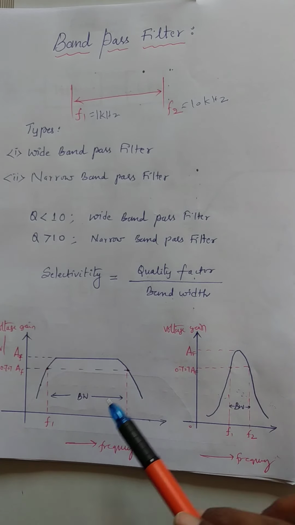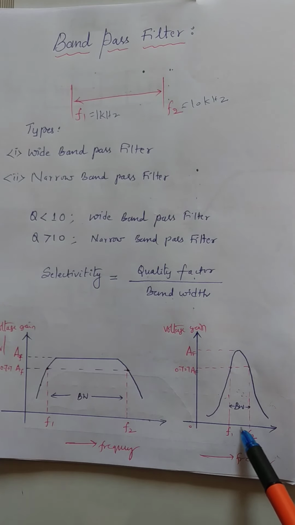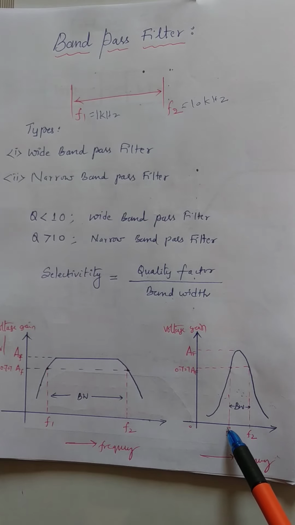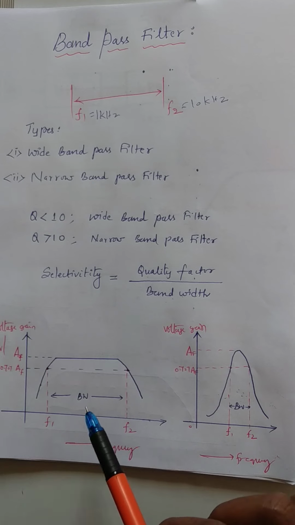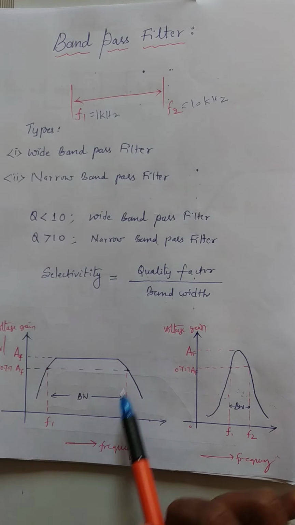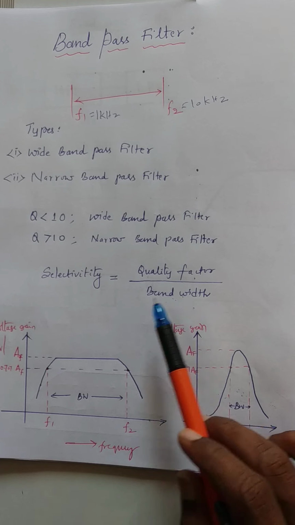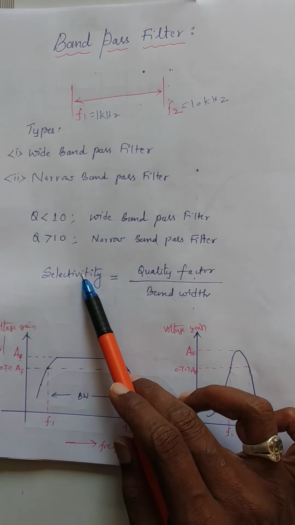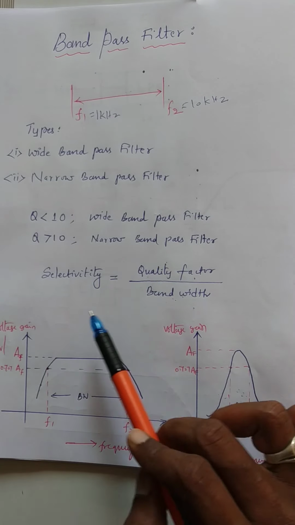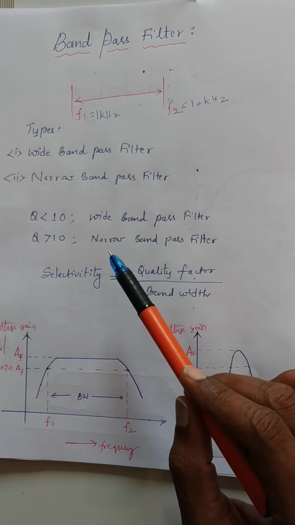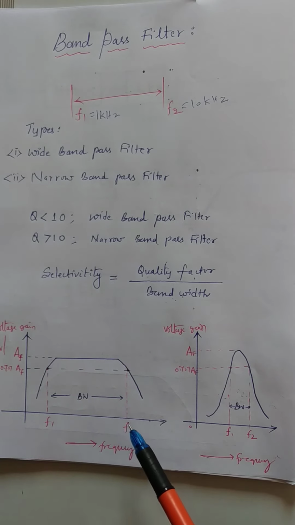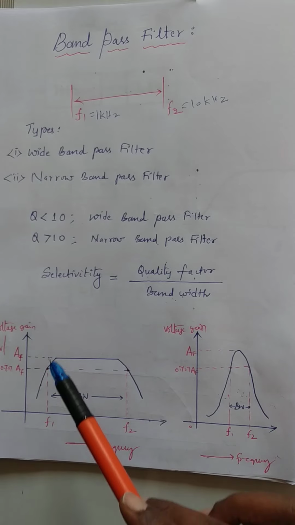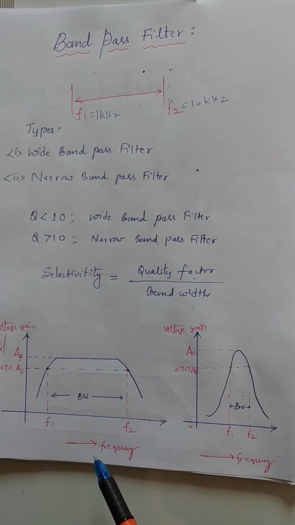I have shown two graphs here, and in this case the bandwidth is very small. Bandwidth means the range of frequencies between F1 and F2. If you want a wider bandwidth, the selectivity should be less. Less selectivity means less quality factor. Like that, depending upon the quality factor of the circuit, we can get either a wide band of frequencies or a narrow band of frequencies, and accordingly the filters are classified.